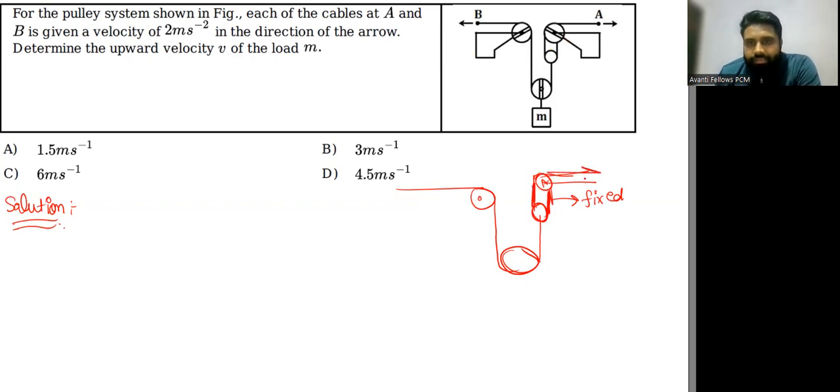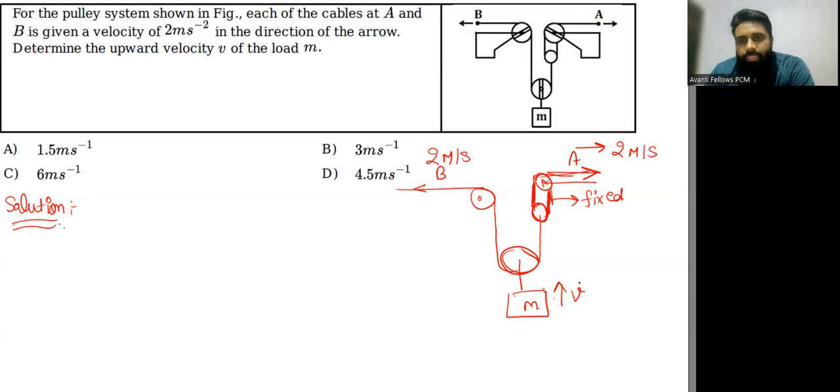So you can say here, this is B, this is A. For the pulley system shown in the figure, each of the cables at A and B is given a velocity of 2 meter per second in the direction of A. So it is pulled with a velocity of 2 meter per second, and this one is also pulled with a velocity of 2 meter per second. So we have to determine the upward velocity V of the load M. This is the load connected here, M. We have to find out the velocity of this. Now you can clearly see if the velocity is 2 meter per second, this end will also move with 2 meter per second.